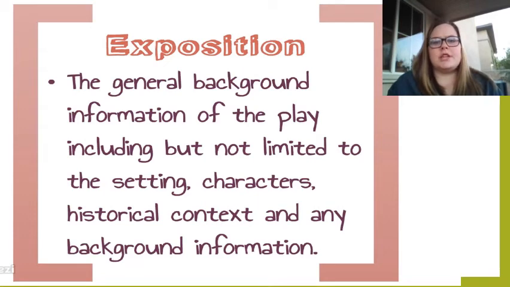So the exposition of a narrative is the general background information that includes the setting, which is where and when the story takes place. That can include like the name of the town, or if it's at a school, the name of the school. The characters, who they are, what their names are, how old they are, what their personality is like, and anything else about them that the reader would need to know in order to fully understand your story. And then there's historical context.